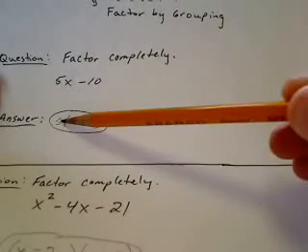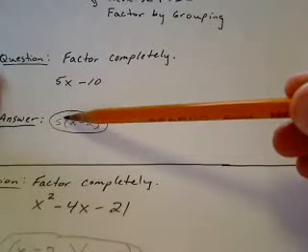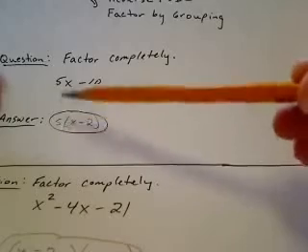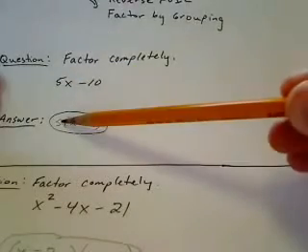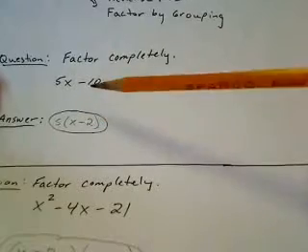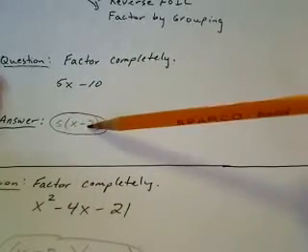So what we do is factor out a 5. That's called the greatest common factor. It's common to all of the terms in our expression. Then what we do is take 5x divided by the greatest common factor, and we're left with x. If we take negative 10 and divide by the greatest common factor, we'll get negative 2.